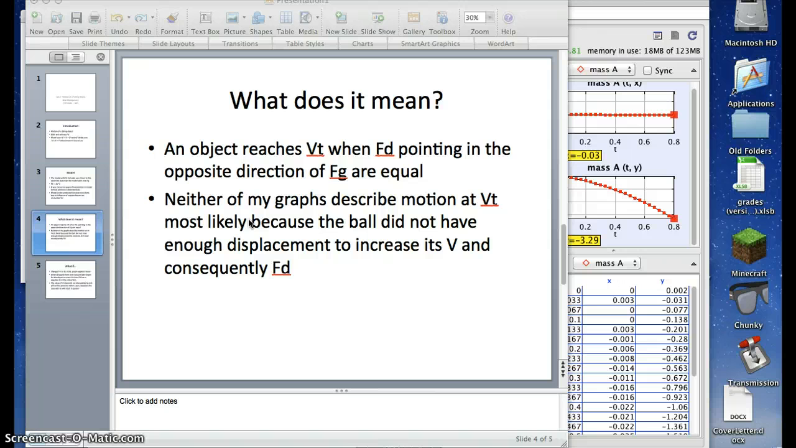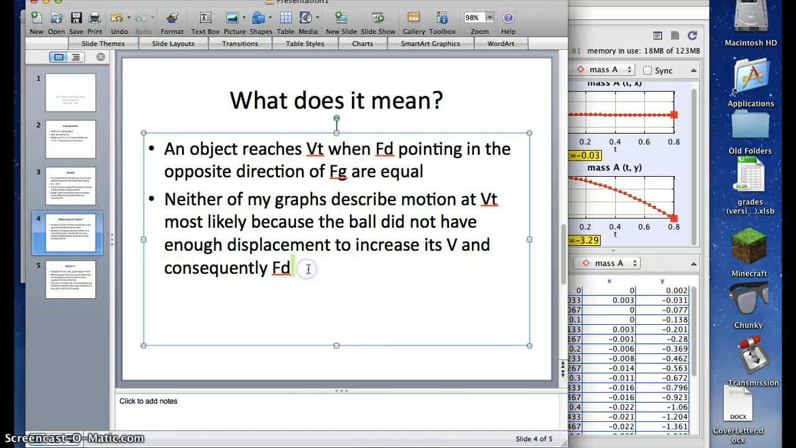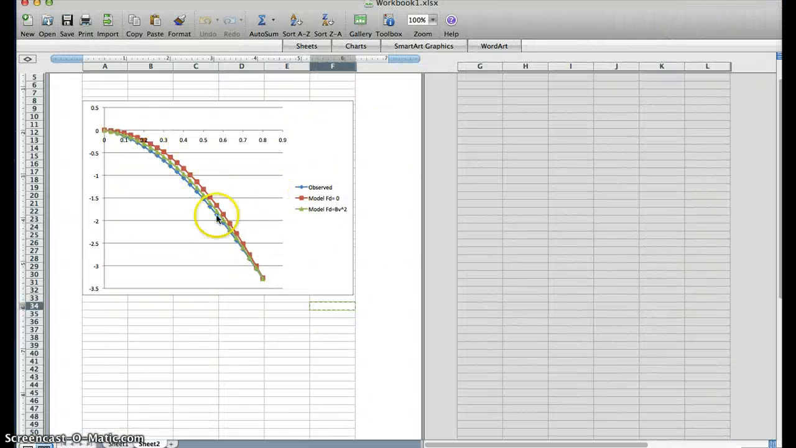I think it needed to move a lot farther to reach terminal velocity, because it only moved 3 meters. So I think if it was given maybe 20 meters, it could have reached it, and it would be more pronounced, like it would be a linear line instead of the curvature we can see in here.